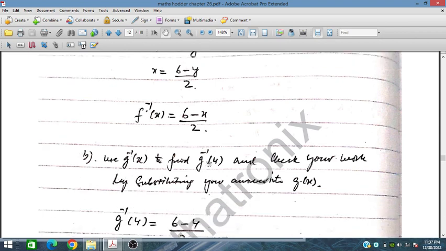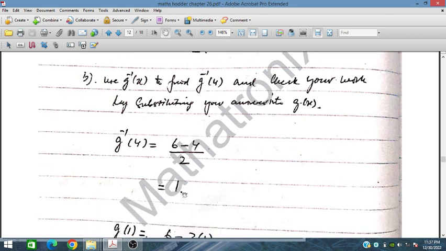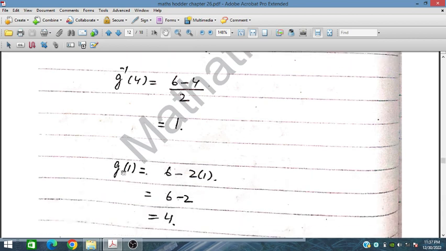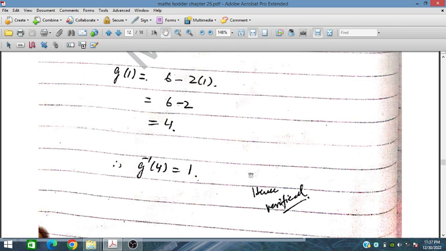Use g inverse of x to find g inverse of 4, and check your work by substituting your answer into g(x). So g inverse of 4 is equal to (6 minus 4) divided by 2, which gives 1. So g(1) is equal to 6 minus 2 times 1, which is equal to 4. So g inverse of 4 gives 1, and g(1) gives 4. So this check is correct, hence verified.